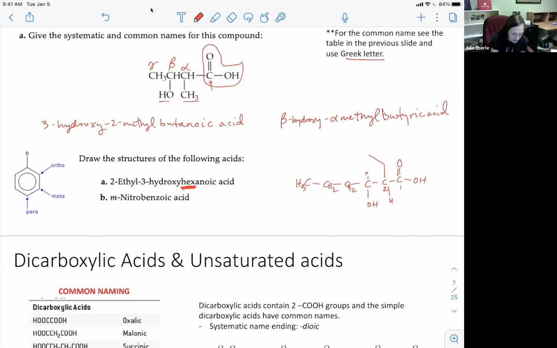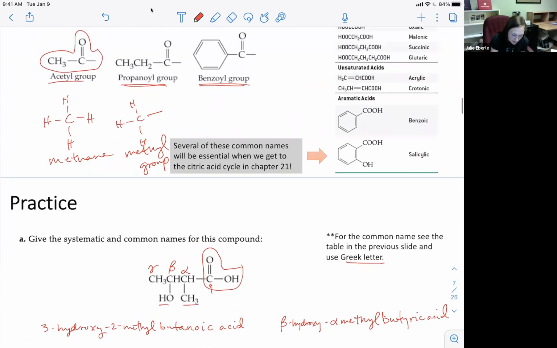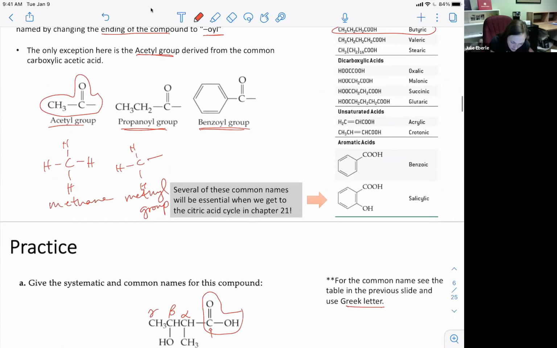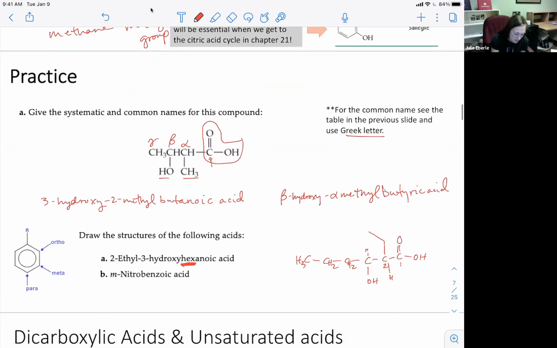All right, M-nitrobenzoic acid. Okay, so benzoic is right here. So you'll draw this, and then I put the little figure down here so we can remember ortho, meta, and para. So we got a COOH group.